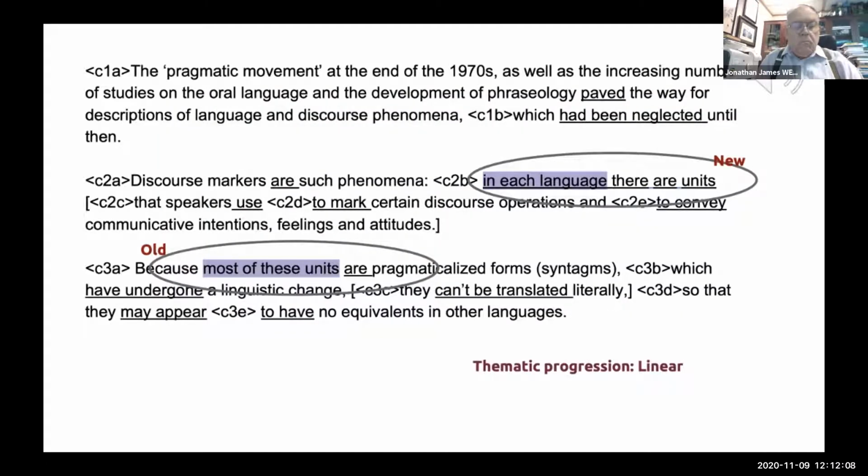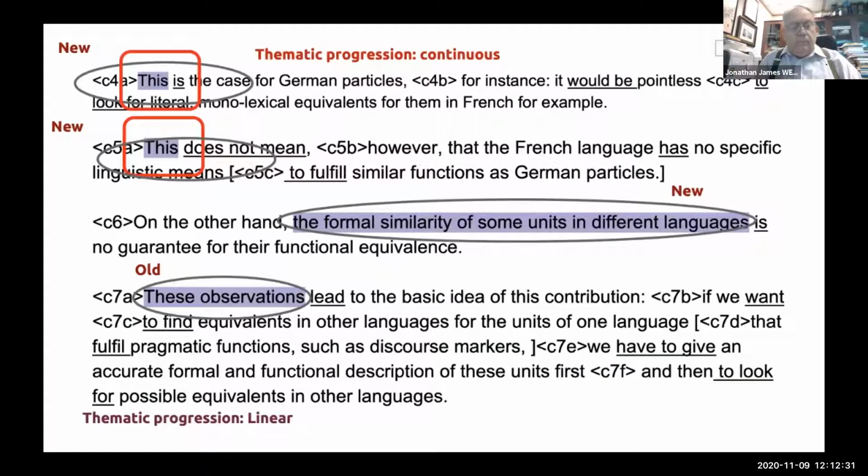After analyzing the theme of the abstract, we can observe the pattern of the thematic progression. Clause 2 and 3 are in linear thematic progression. Clause 2b is the new information and clause 3a is the old information referring to clause 2b. Clause 4 to clause 7 are in linear thematic progression. In clause 7a, these observations summarize 4a, 5a, and clause 6.